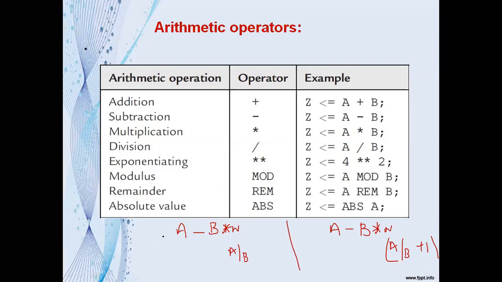So is it clear? In the modulus operation, if the numbers are positive, you have A minus B into N, where N is the integer obtained from A by B. If any one of the numbers is negative, the N integer is A by B plus 1. That is the modulus operation in VHDL.